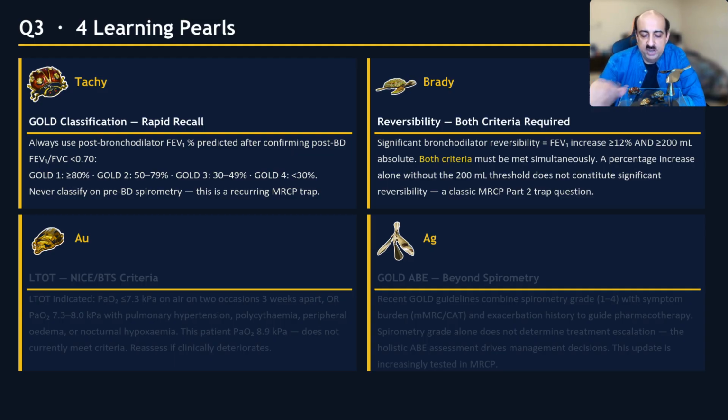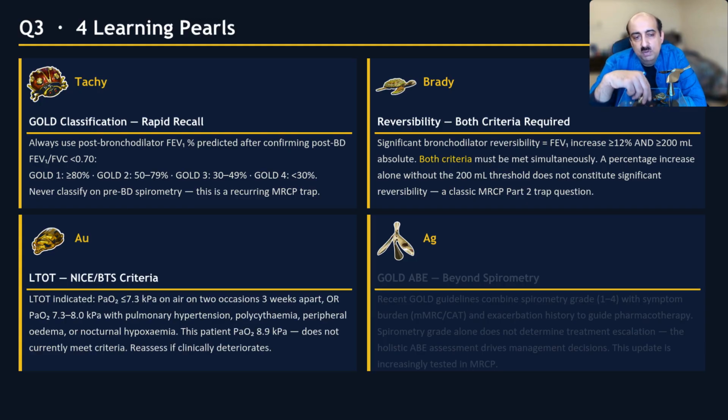Second is our Brady. Think of the slowness of reversibility. Both criteria are required for asthma diagnosis. We've discussed it. FEV1 increase should be above 12% from the baseline and more than 200 ml in absolute terms, and both should be met. Just a percentage or a 200 alone does not fulfill the criteria. So this is again another MRCP2 or USMLE exam trap.